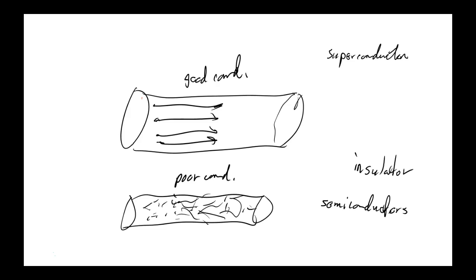Okay? That's a superconductor. A superconductor is a material that continuously conducts electrical current without any resistance. Okay? But it has to be cooled to very low temperatures, usually near absolute zero, which is as cold as you can ever go.